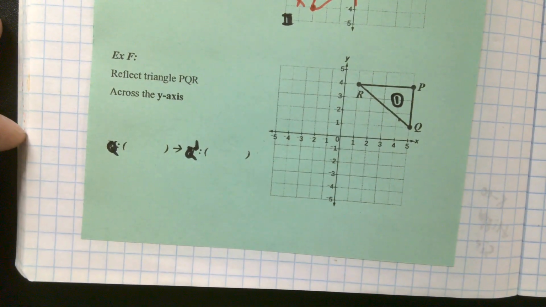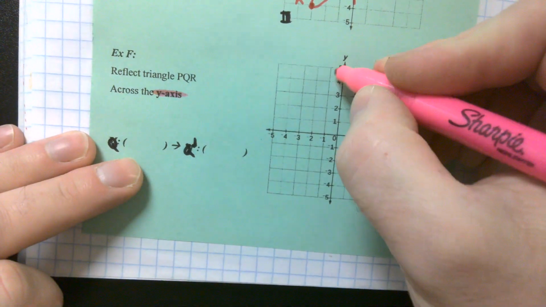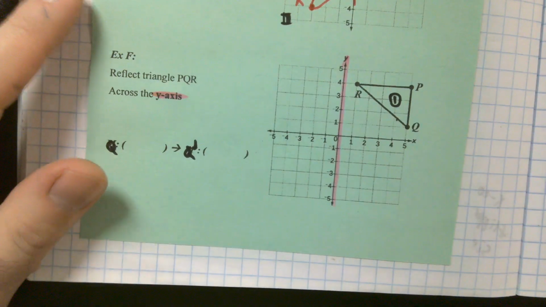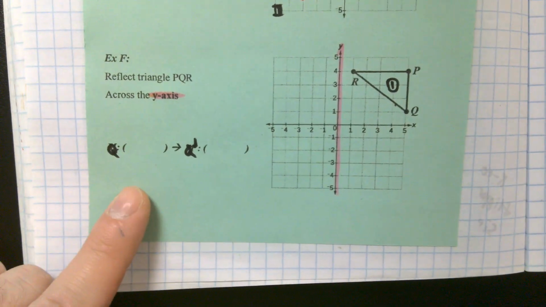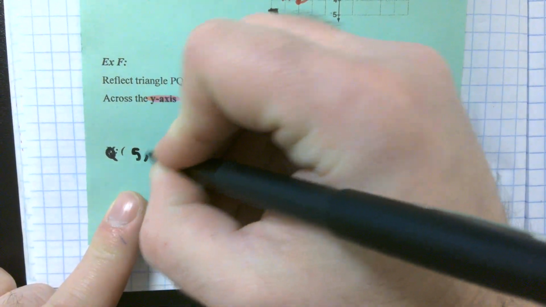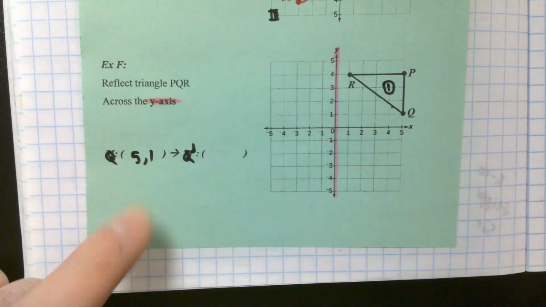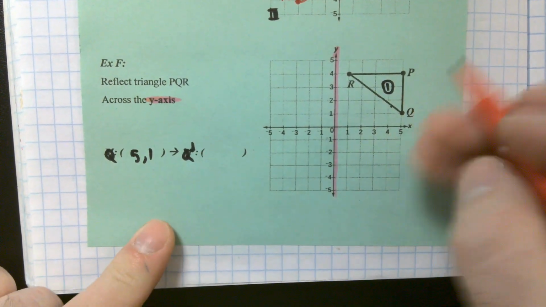Okay. Example F, where am I flipping on here, the x or the y? Flipping over the y. So I'm going to highlight the y so that my brain can see exactly where I'm going to be jumping over. Right? Point Q is at 5, 1. How far away from this mirror line is point Q? How many boxes away is point Q?